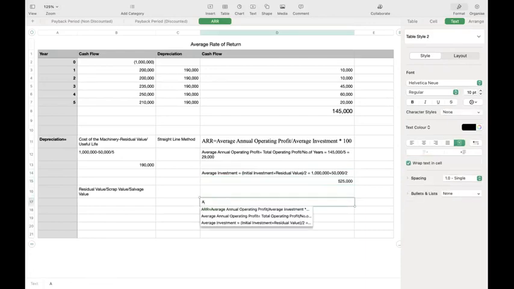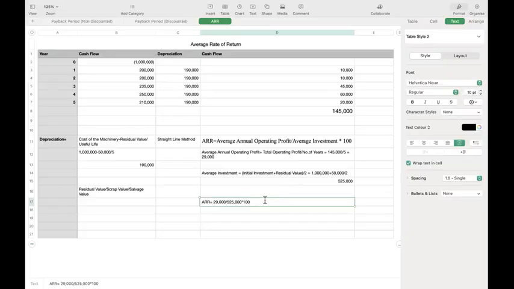So now let's calculate the ARR. ARR equals average annual operating profit, which is 29,000, divided by 525,000 into 100. We'll be getting an answer of 5.523% as our ARR.